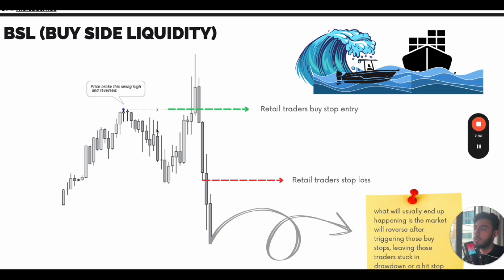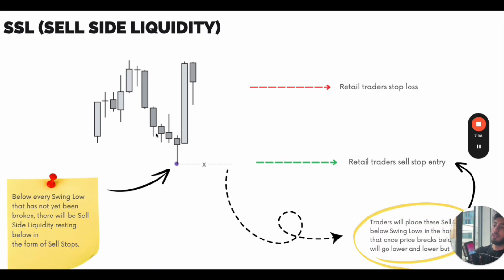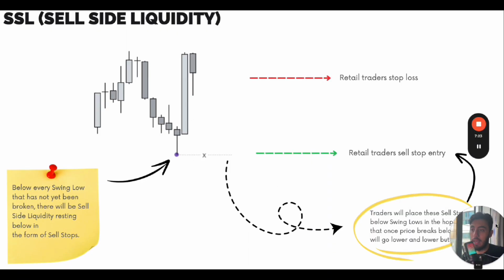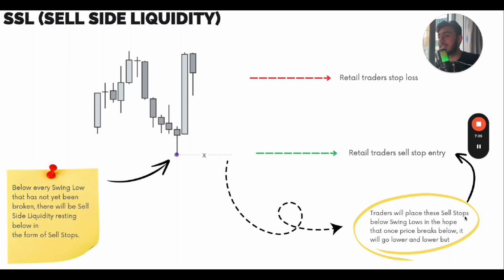Now let's dive into the next example, where we're going to talk about the sell side. It's the same as the buy side. So below every swing low that has not yet been broken, there will be sell side liquidity resting below, from the sell stop order. Again, the trader will place these sell stops below the swing low in the hope that once price breaks the low, it will go lower and lower.